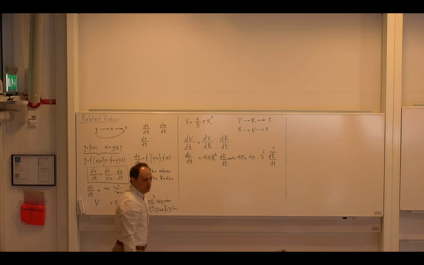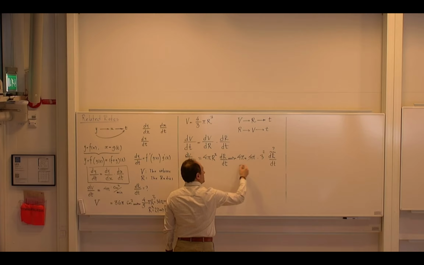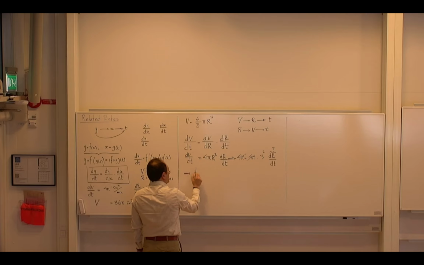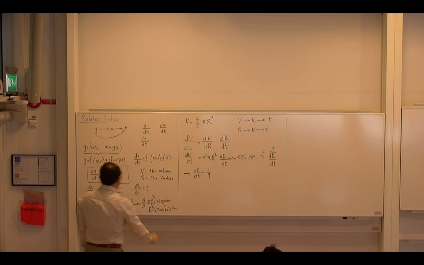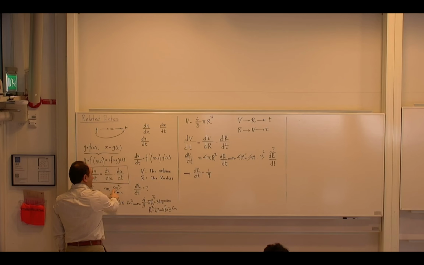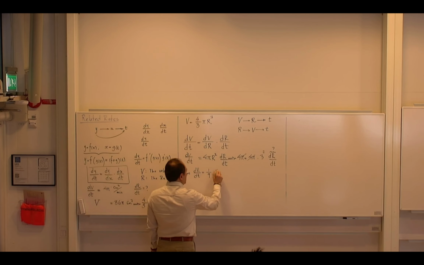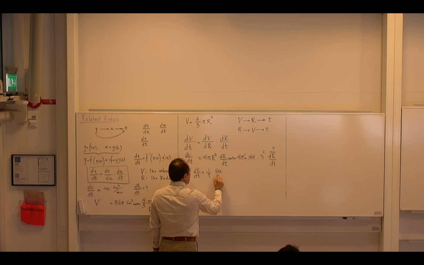Yes? And then of course this 4π and that 4π are cancelled, and dr/dt is equal to 1/9, but you have to write the units. Every length in this problem is measured in centimeters and time is measured in minutes. So it becomes centimeters per minute. So that is what we're supposed to answer for this question.